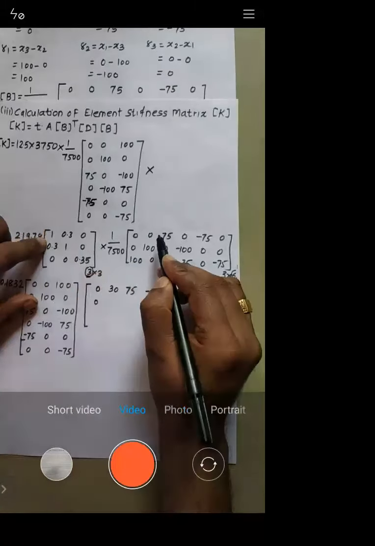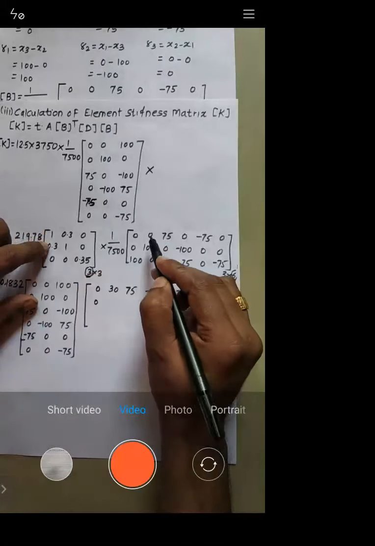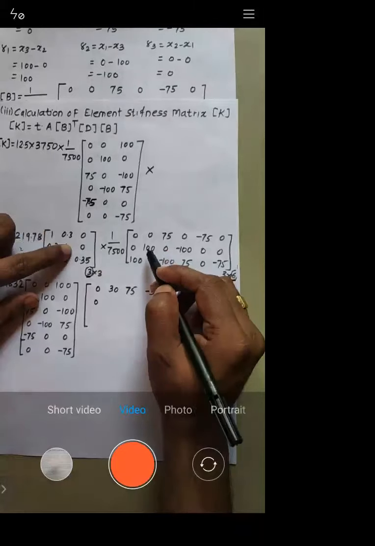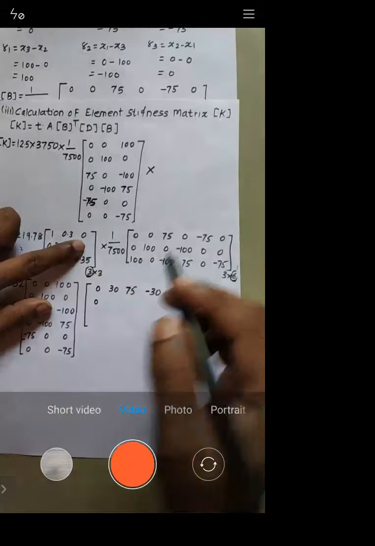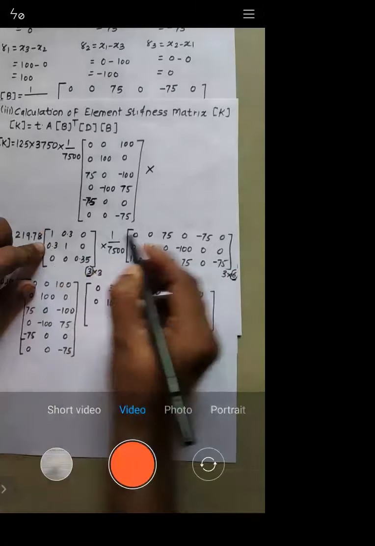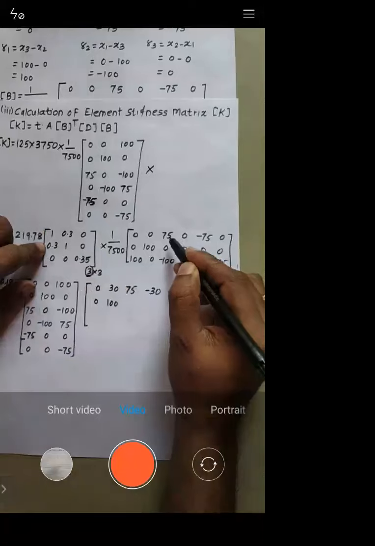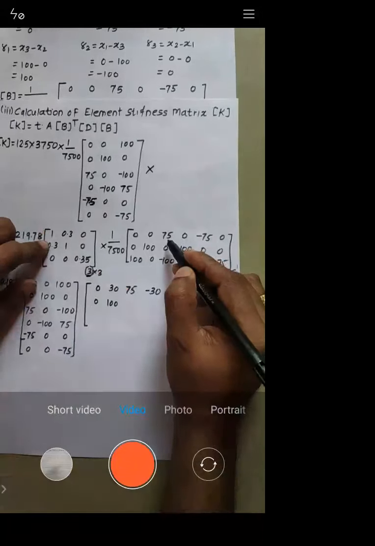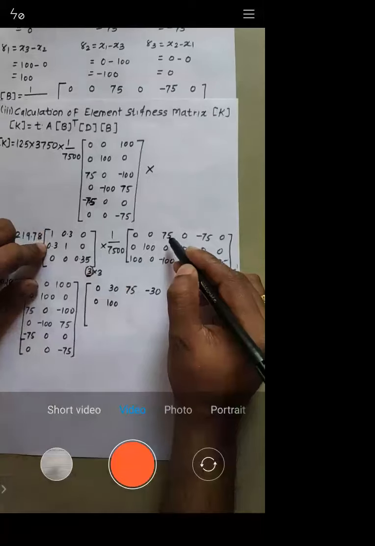Next, second row, second column. 0.3 into 0 is 0. 1 into 100 is 100. 0 into 0 is 0. Okay, so this will come as a 100. Next, second row, third column. This is 0.3 into 0, 1 into 75. Tell me how much you are getting. 0.3 into 75.